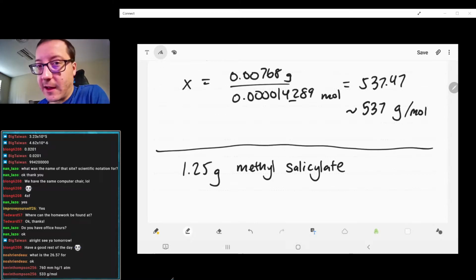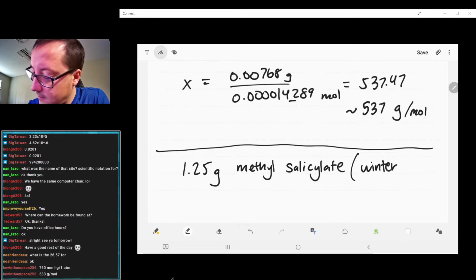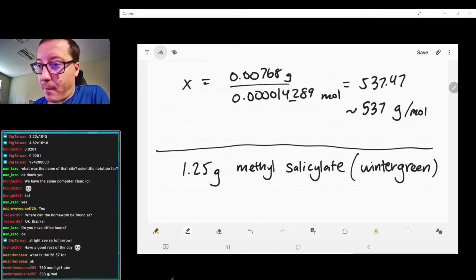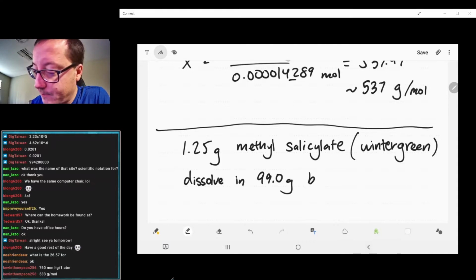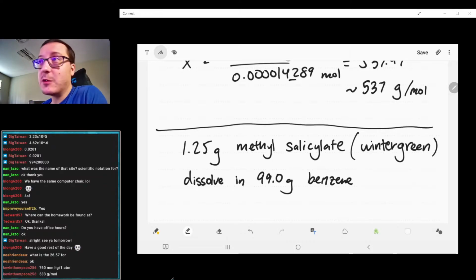Methyl salicylate. What the hell is that? That's oil of wintergreen. It's very minty smelling. It's a really nice thing. Wintergreen. We dissolve this in 99 grams of benzene. Not a solvent we would typically use, but because this is a theoretical problem, who cares?